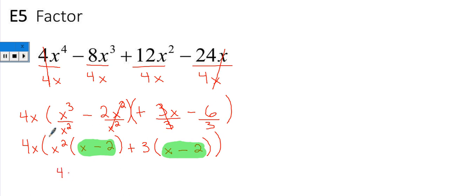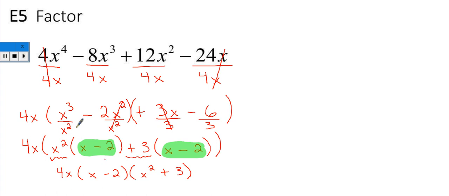I'm going to put the 4x out in front. What's in common goes next, the x minus 2. And then what's left over, whatever's not in a parentheses, goes in the last parentheses. So in this case, that'd be x squared plus 3. And that is a completely factored problem. I can't break anything else down, so I'm done.